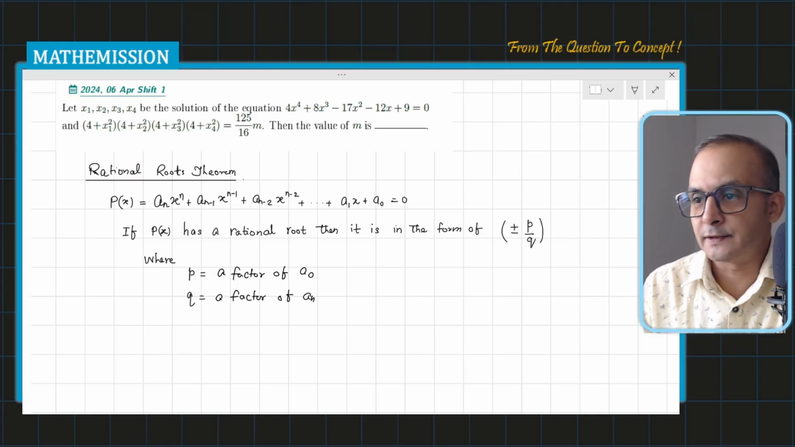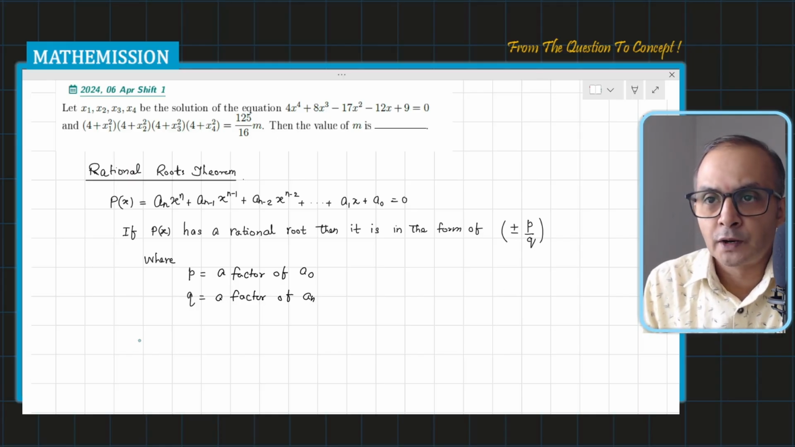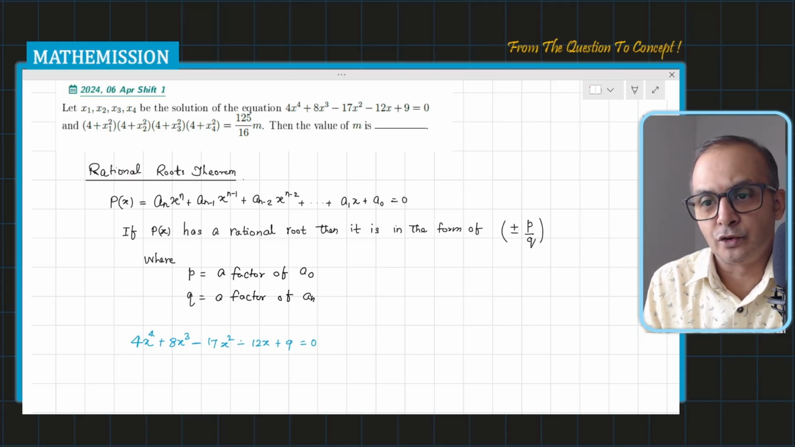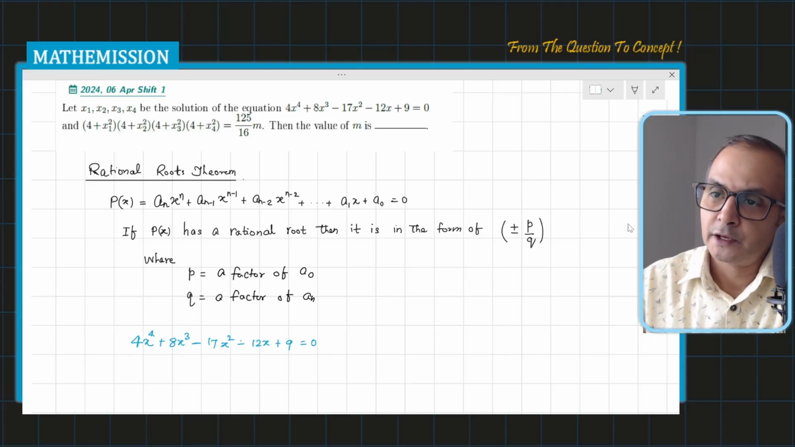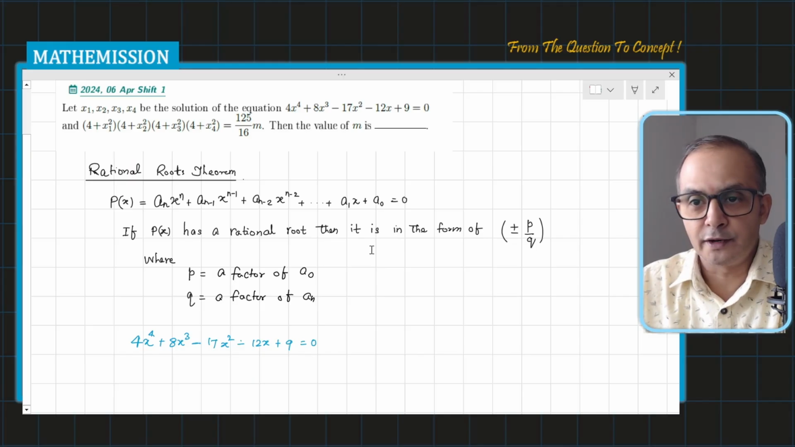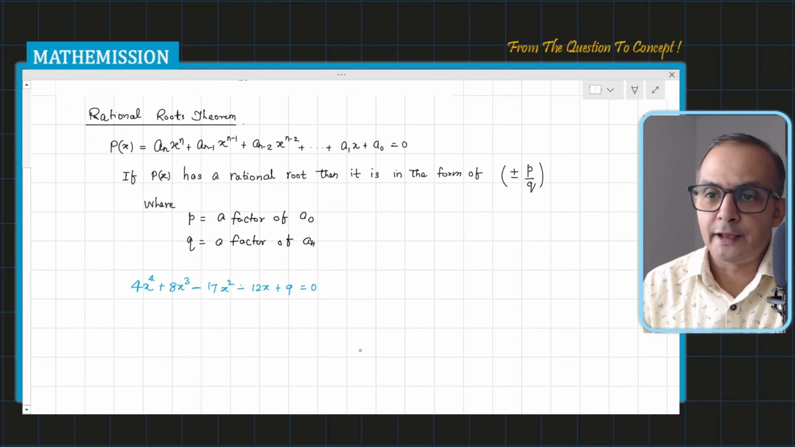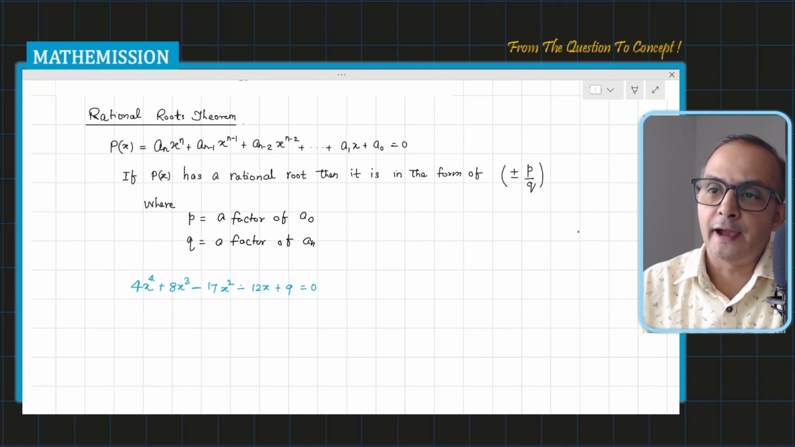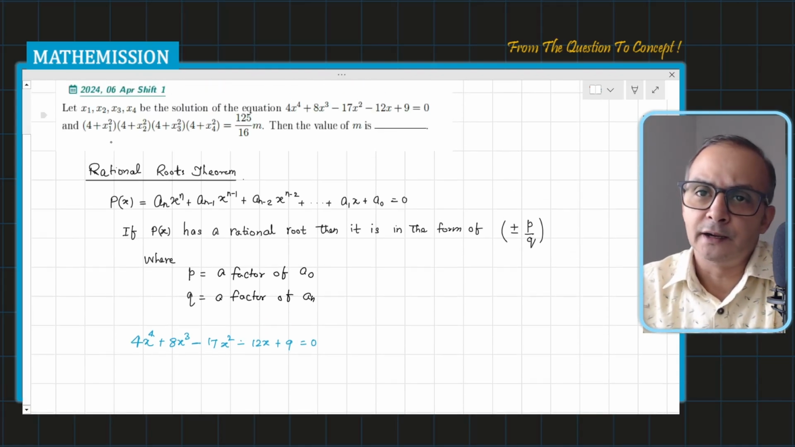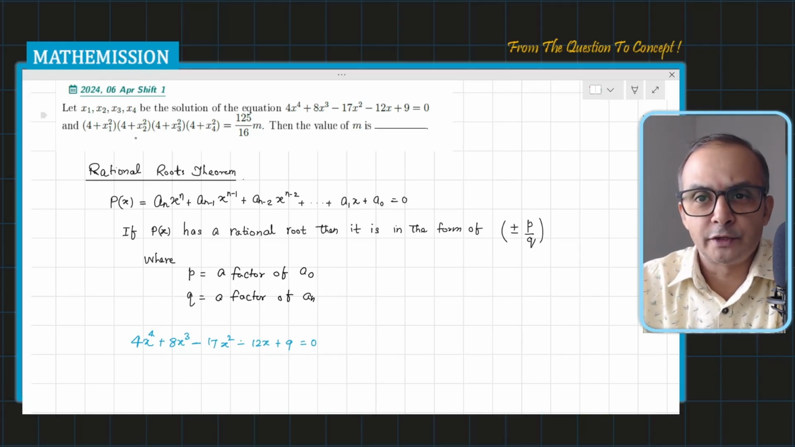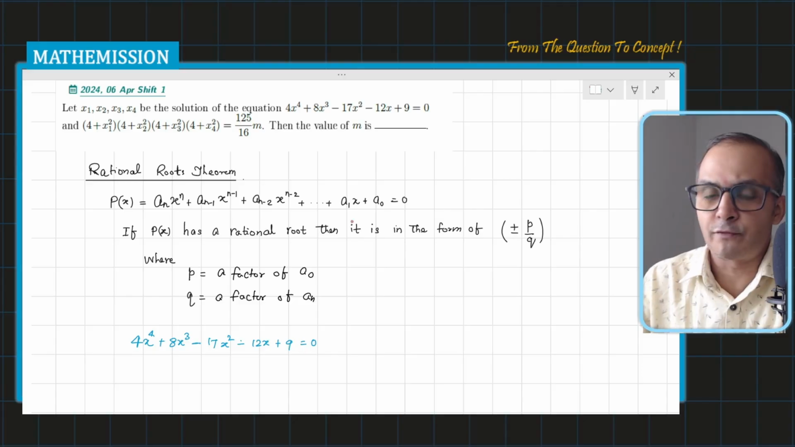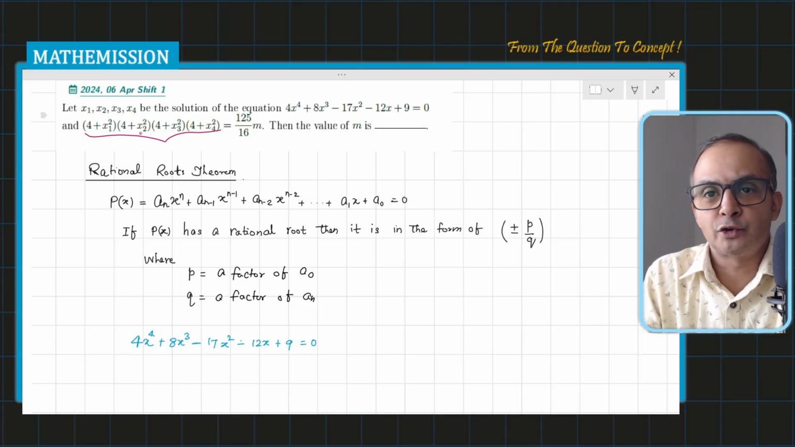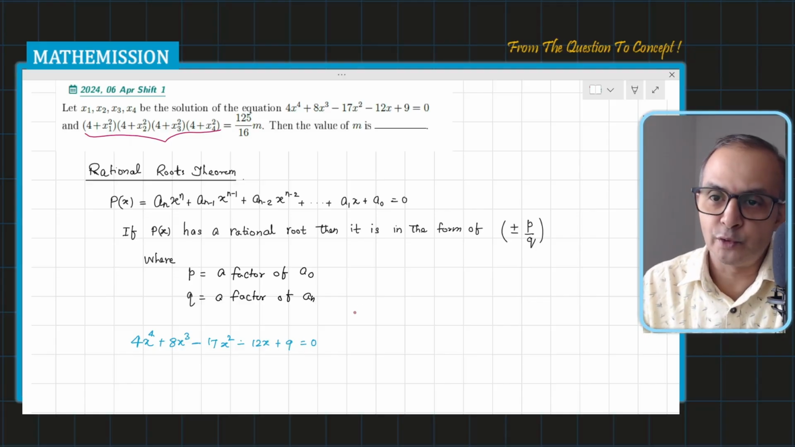And luckily, this equation we have right now, that is 4x to the power 4 plus 8x cubed minus 17x squared minus 12x plus 9 is equal to 0, has all the roots rational. So it's an opportunity to understand how we apply the rational root theorem. So x1, x2, x3, x4 are all the roots, and it doesn't actually matter which one is x1 and which is x2, because the expression we are looking for is symmetrical. Just evaluate this thing.